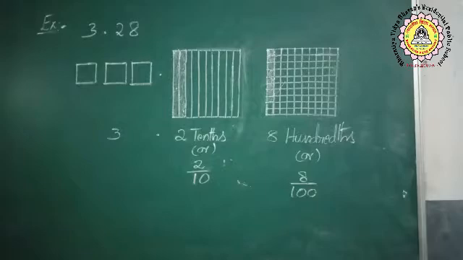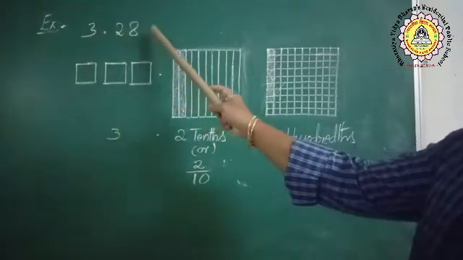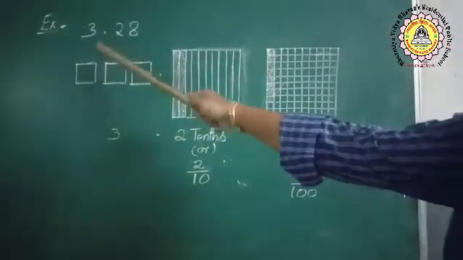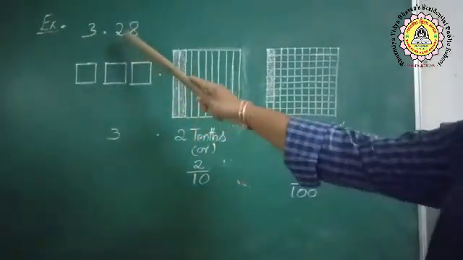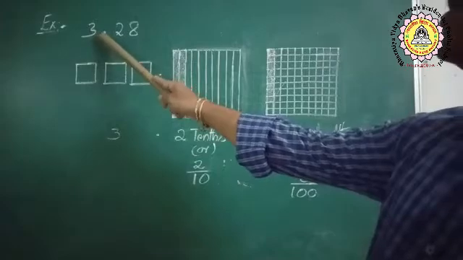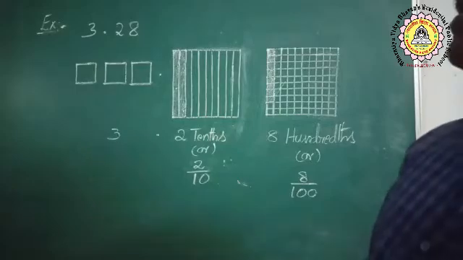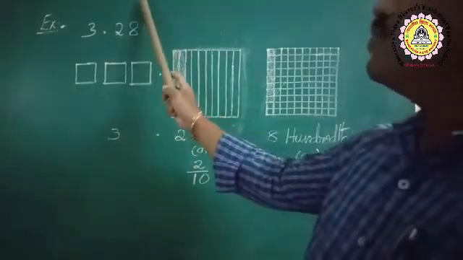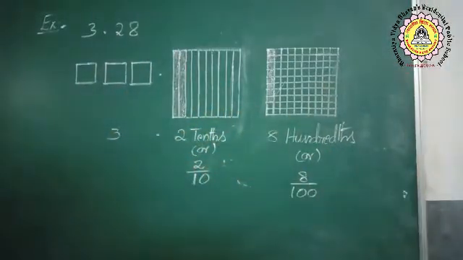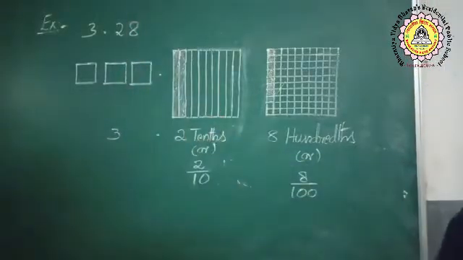Okay. Students, let us take one more example. 3.28. It's a decimal number, and here 3 is in the whole part, and the digits 2 and 8 are in the decimal part. And in the center, a dot is there. This is known as the decimal point. Now we are going to show this decimal number in this way. Like this also we can write our decimal number.